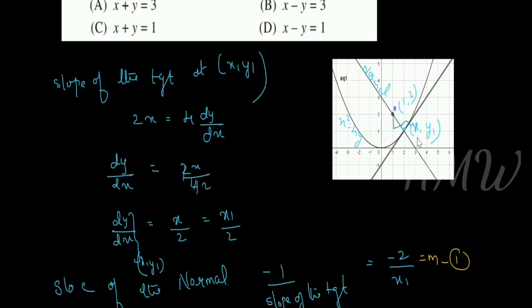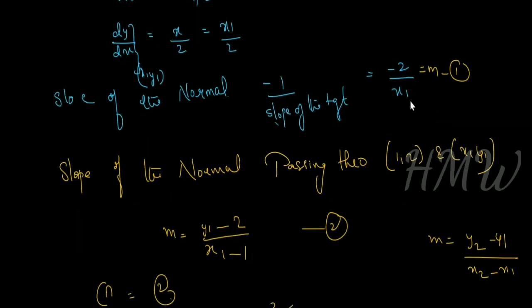One point is x1, y1, the other point is 1, 2. So what is the slope of the normal? The formula is (y2 minus y1) by (x2 minus x1). So that is (y1 minus 2) divided by (x1 minus 1). That is the slope formula. So both are equal to the slope of the normal, isn't it? We use the 2-point formula, and this is the slope of the normal we found using differentiation. So now equate these two.